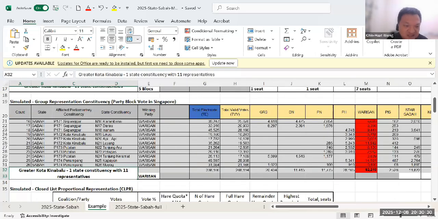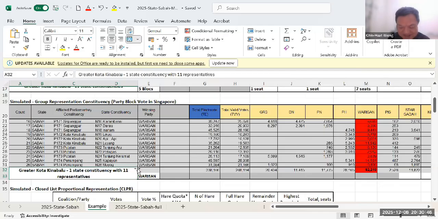Here you're going to write Sabah, one state constituency with 73 representatives. Oh, I see. Now I understand. So you just chose 11 for us to do the example, but we're going to do 73. Exactly.